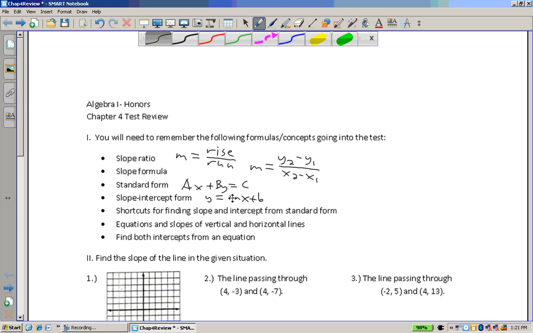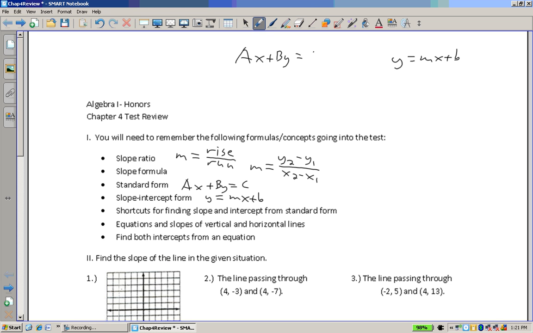Shortcuts for slope-intercept form. Let's start with the slope-intercept form, y equals mx plus b. We want to get that ax plus by equals c into this slope-intercept form to look at those shortcuts. So by equals, subtract ax from both sides, and then divide by b. And so you can see this is m, this is b.